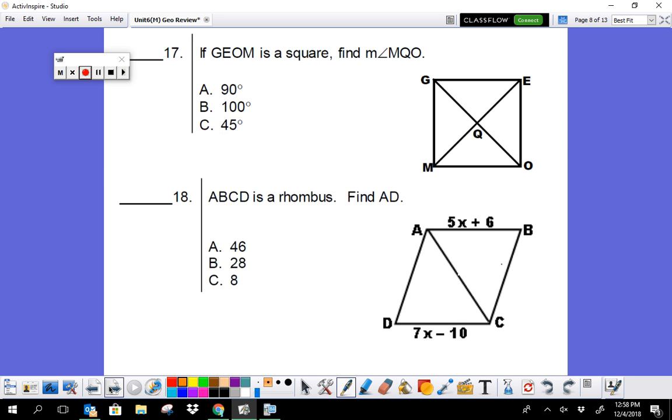17, GEOM is a square. Find the measure of MQO. So what you have to know here is that the diagonals in a square, those are all right angles, which means that is 90.